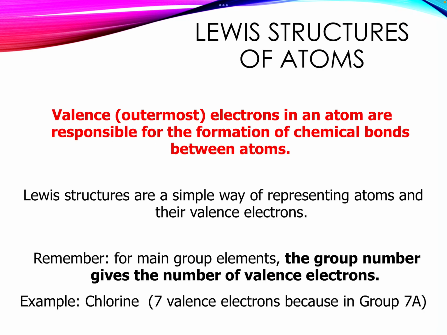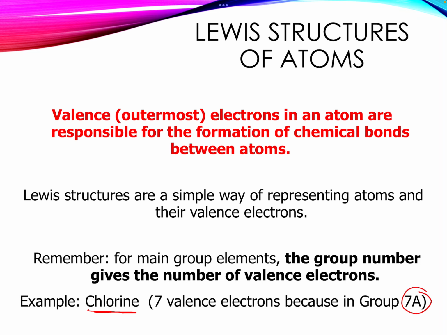So the first thing we need to do is review how to draw the Lewis structure of atoms. If you'll recall, we talked about this earlier. Valence electrons, or electrons in the outermost shell of an atom, are responsible for the formation of chemical bonds between atoms. Remember, the way we can tell the number of valence electrons is we'll look at the group number. So for example, chlorine has 7 valence electrons because it's in group 7A. Remember that the representative elements, or the elements on the edges, are given the numbers 1 through 8.